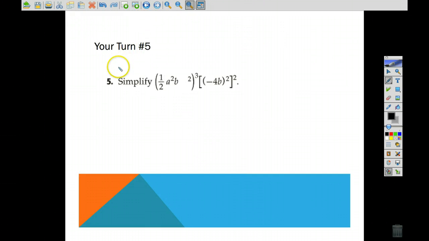Here's your turn number 5. Simplify this term. Okay, so again, you're just doing power of a product, multiply that by whatever you have here, and then simplify your answer. Okay, and I believe that's the last question for today.